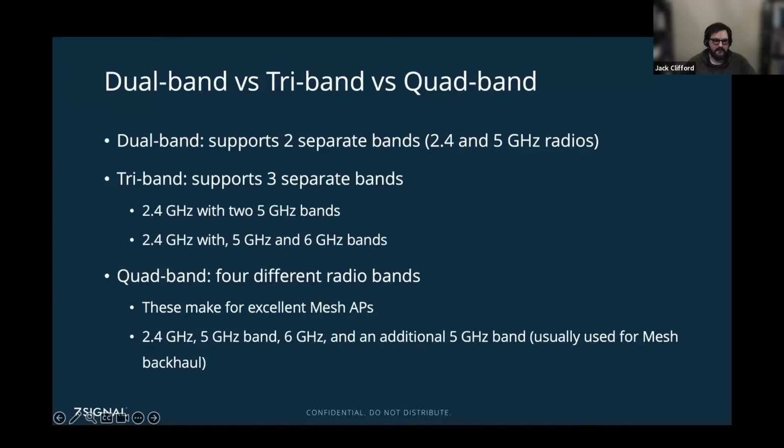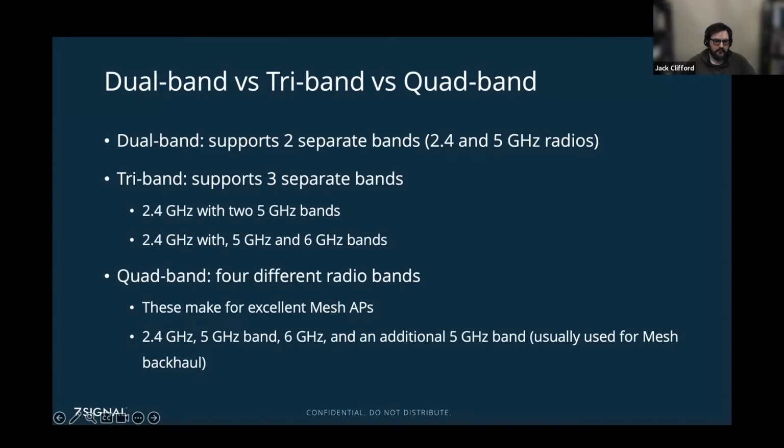The tri-band, you have 2.4 and 5, even 6 gigahertz with 6E now. You can also have 2.4 and two dedicated 5 gigahertz bands as well. So just three separate radios in that instance. And then we even see quad band these days. These are great for a mesh deployment in particular.